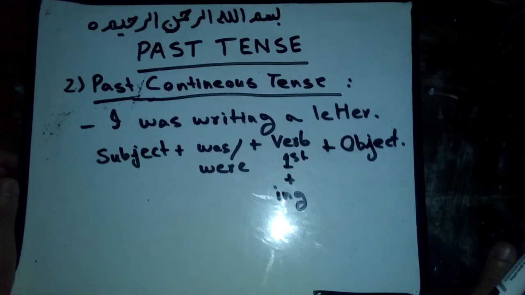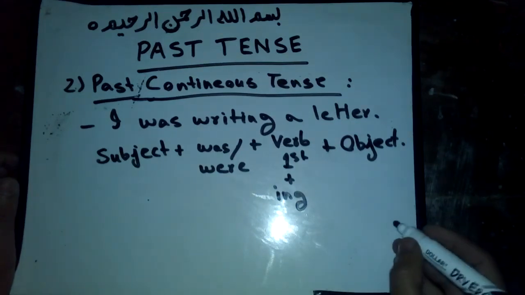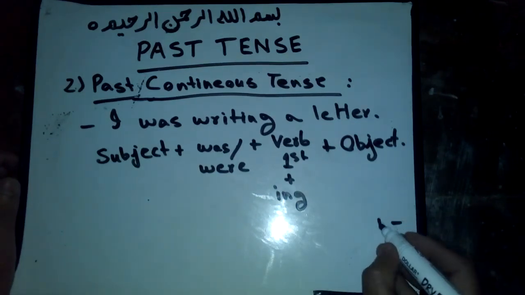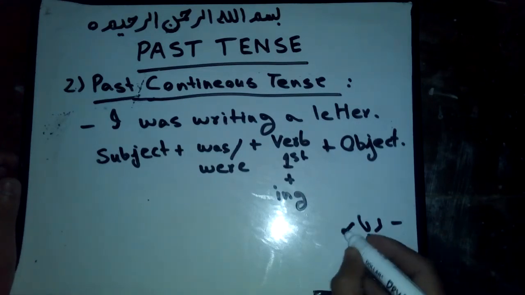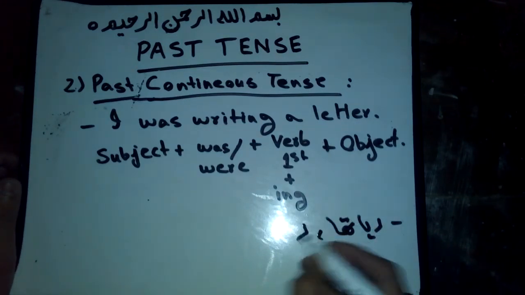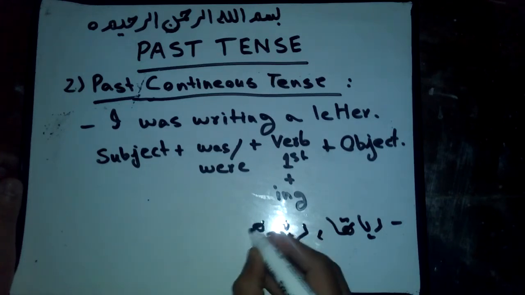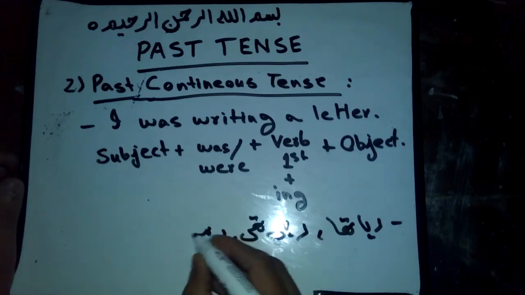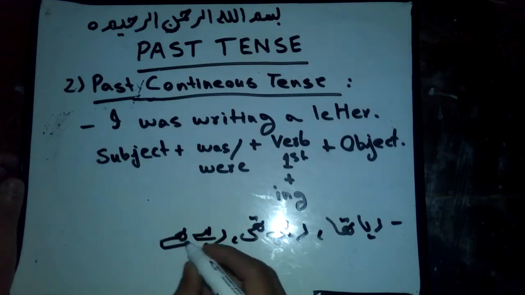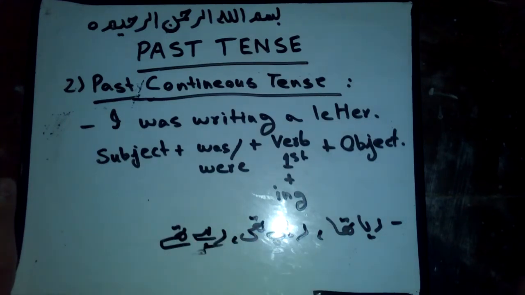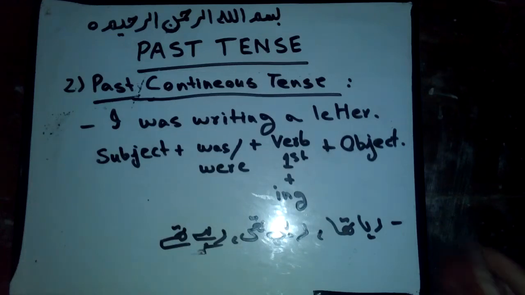Main khat likh raha tha. So its Urdu examples are raha tha, rahi thi, rahe the. We were going to university. We were eating our lunch, hum khana kha rahe the. We were watching television, hum TV dekh rahe the.